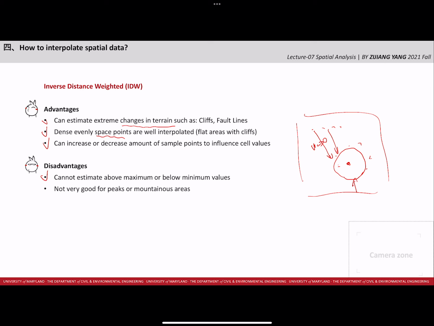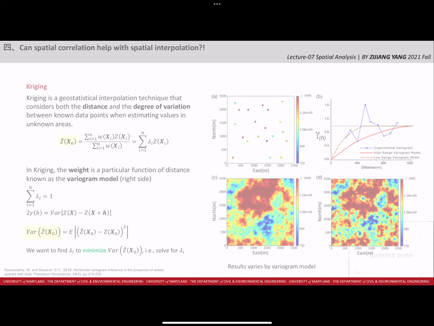It also has some disadvantages. It cannot estimate above the maximum or below the minimum values because it is the weighted average of other points. Also, it is not very good for peaks or mountain areas. Again, because for these areas we may have some extreme change, so it cannot do that job.